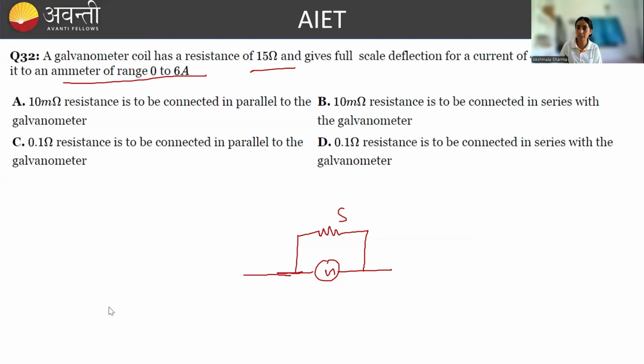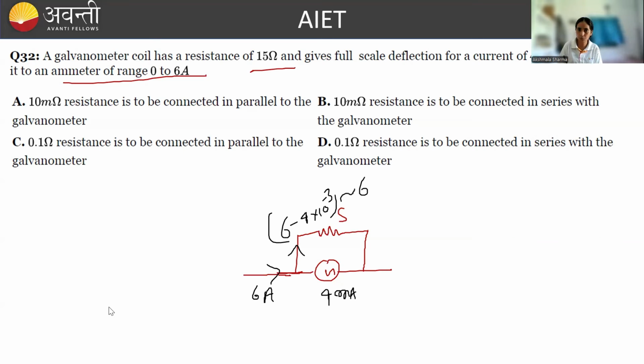And the range of a meter: if it can measure up to 6 ampere, it means 6 ampere will enter here. The full scale deflection current will be received by the galvanometer, that is 4 milliampere. The rest will pass here, 6 minus 4 milliampere, which is near about 6, right? Because 0.004 is very much less than 6.